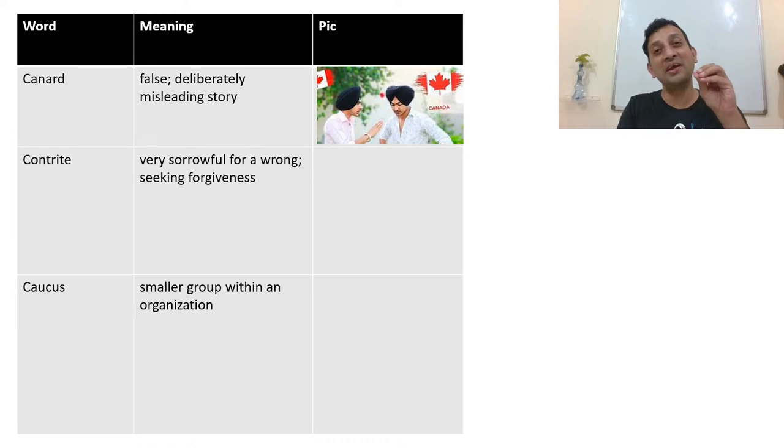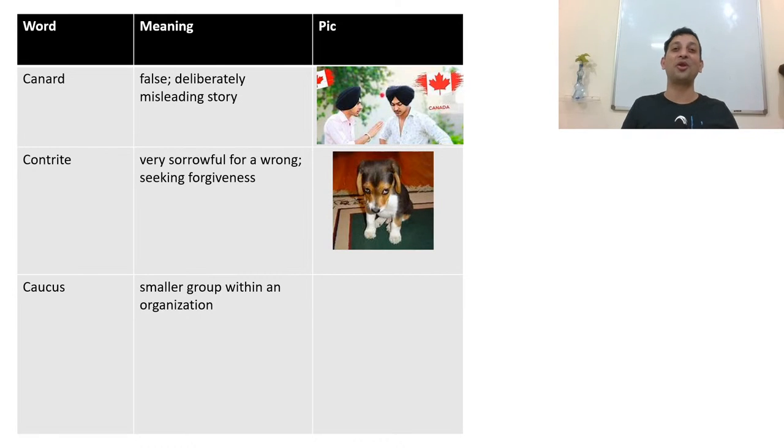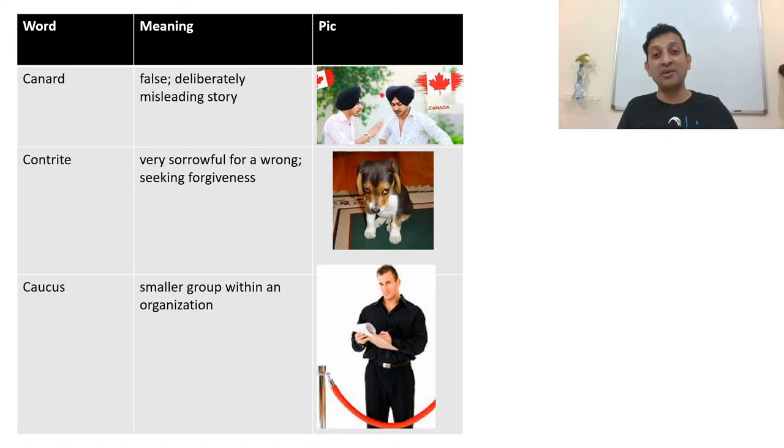Contrite, I couldn't pick a better picture than this for contrite. Look at the poor puppy. It can't pee right. It will go and pee anywhere it gets the urge to pee. And poor guy looking at you, feeling so sorry. Can't do right, so I'm feeling contrite. Poor puppy. And caucus, imagine if you are trying to enter a separate hall or room in the US Congress and this guy is standing outside like a bouncer. Sir, आप कॉकस में हो?